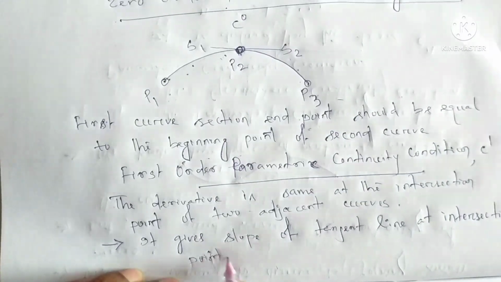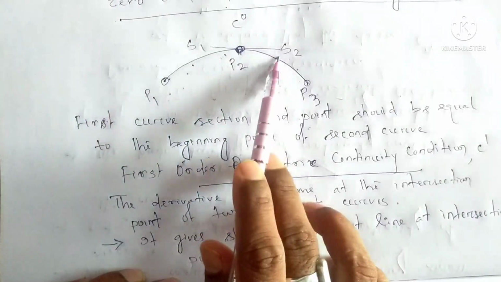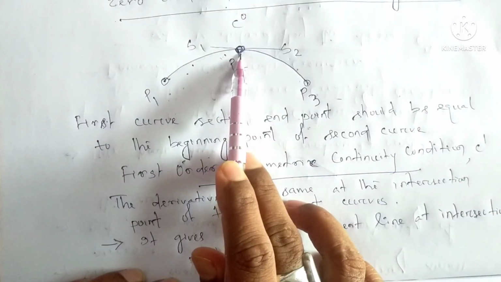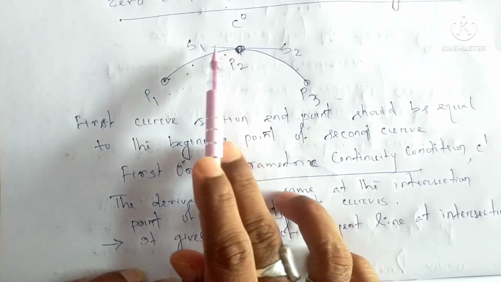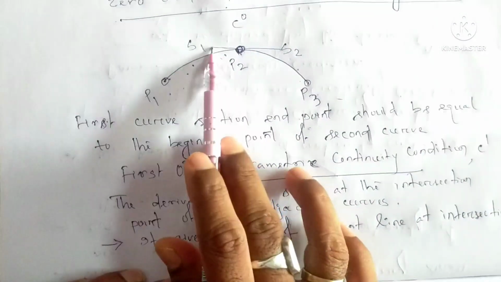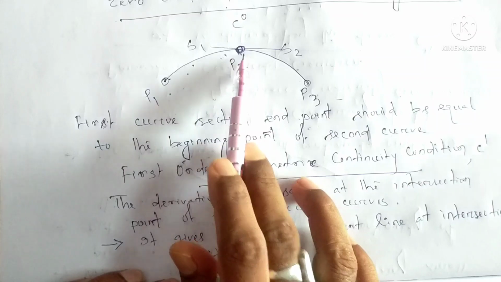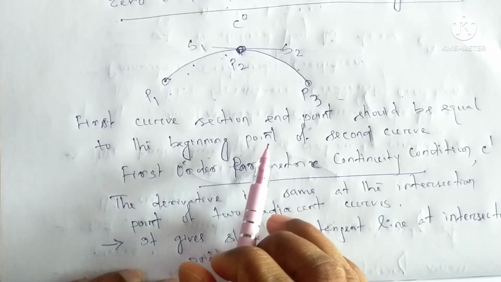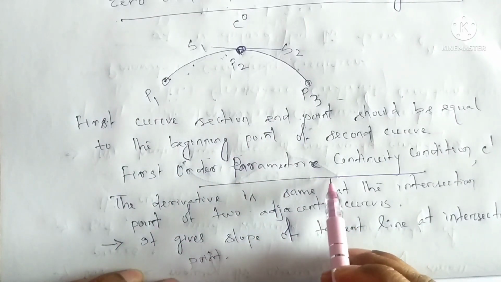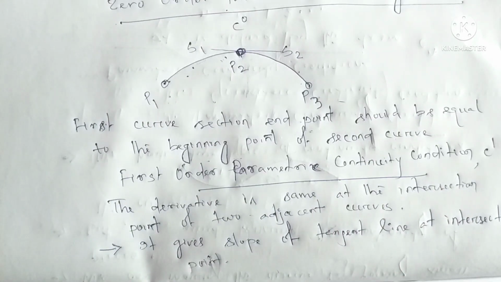So we can say that both your segments S1 and S2 follow the concept of continuity, provided they are sharing the common tangent. If they are sharing the common tangent at the intersection point, then we can say that the curve is maintaining the first order parametric continuity condition. Then let's go for the second order parametric continuity condition.